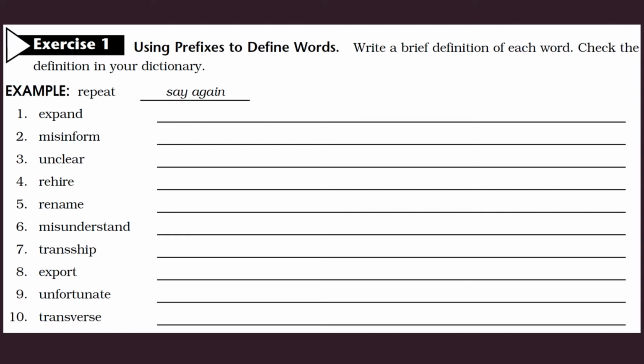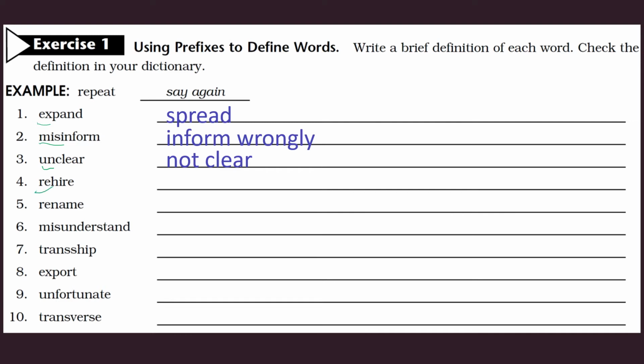All right, let's correct. Expand. At least try to know where the prefixes are. Expand, to spread out. Number 2, misinformed, informed wrongly. Number 3, unclear, not clear. Number 4, rehire.